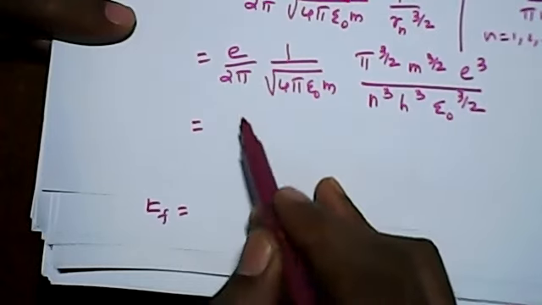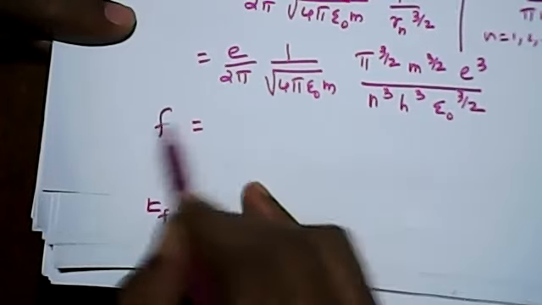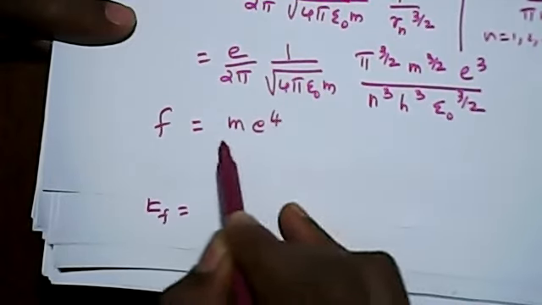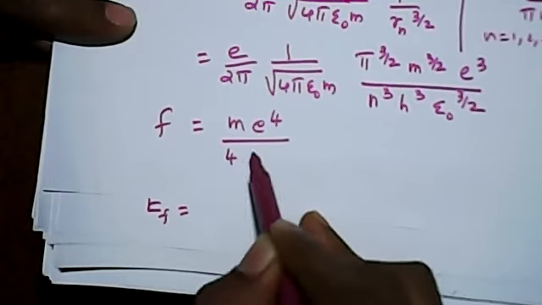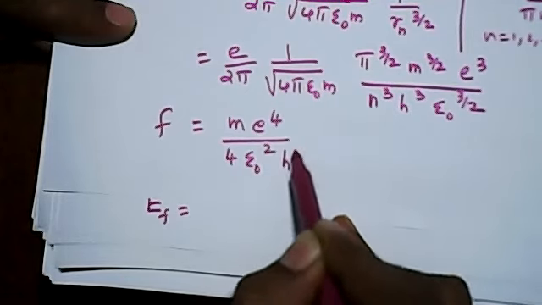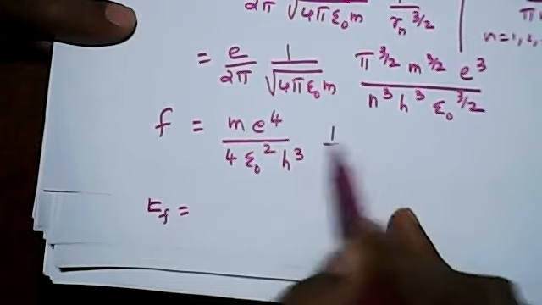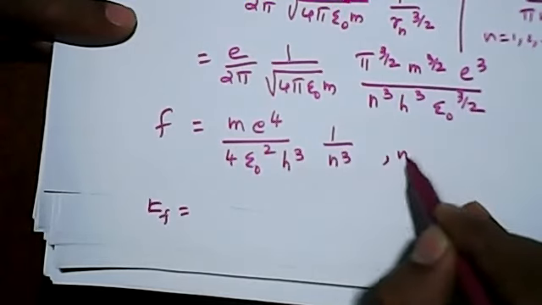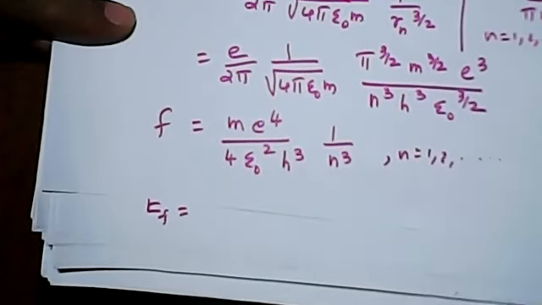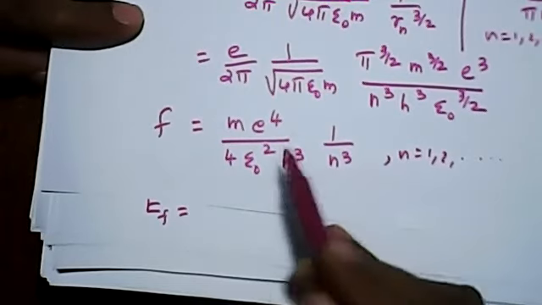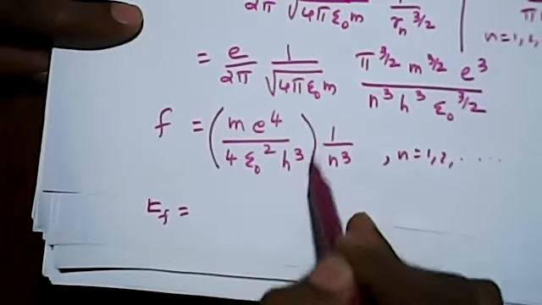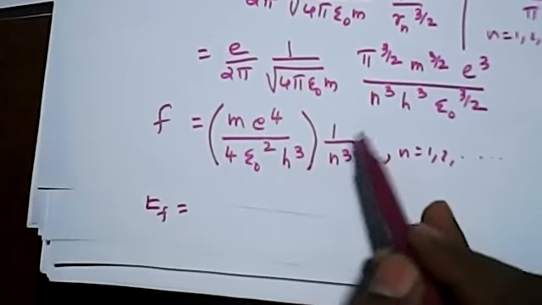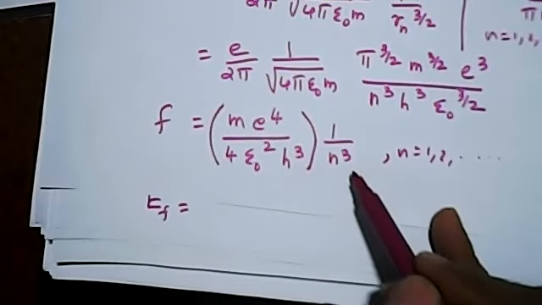You can simplify this. Finally, you will get f equal to m e to the power of 4 divided by 4 epsilon 0 square h cube, then 1 by n cube, where n equal to 1, 2, 3, etc. So this quantity, m e to the power of 4 by 4 epsilon 0 square h cube into 1 by n cube, is the frequency.